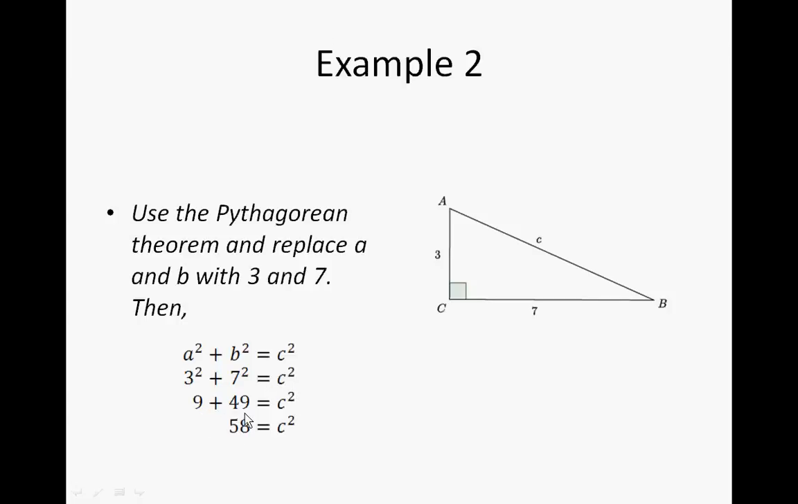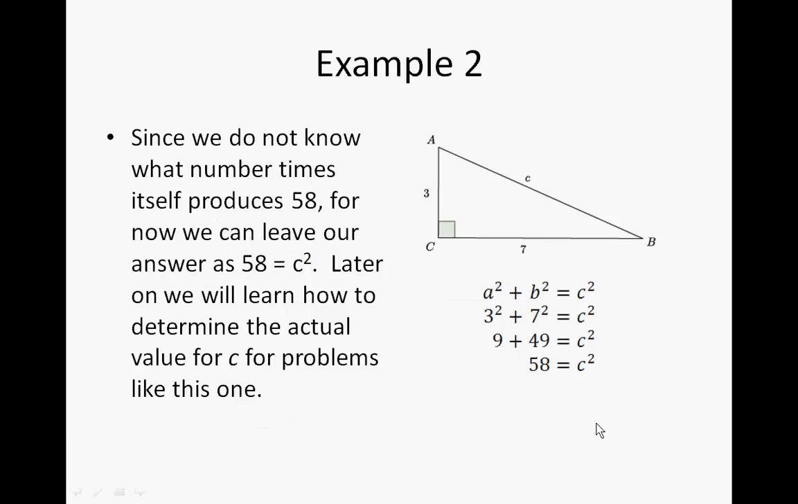3 squared is 9. 7 squared is 49. And when we simplify 9 and 49, we get 58. And that is equal to c squared. If you know how to figure out what number times itself produces 58, then you could go ahead and figure out what c is. But for right now, we're going to leave it as 58 is equal to c squared.